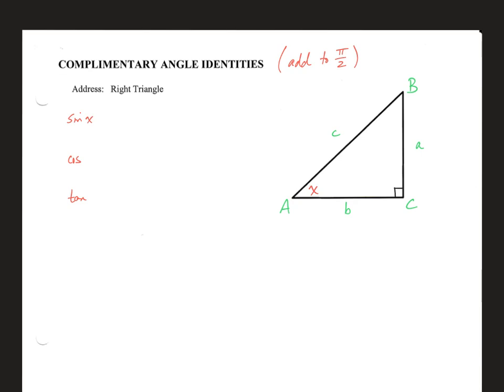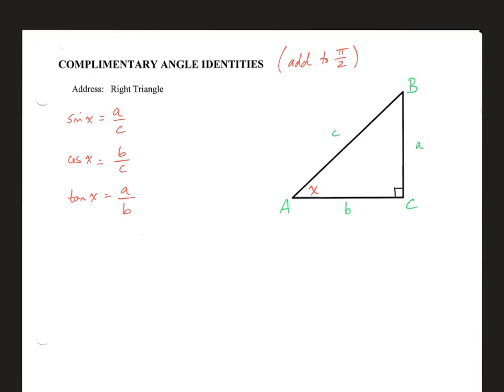And so I would like you to come up with expressions that represent each of your trig ratios. We should be pretty quick then to say that the sine of X is opposite over hypotenuse, the cos of X is adjacent over hypotenuse, and the tan of X is opposite over adjacent.